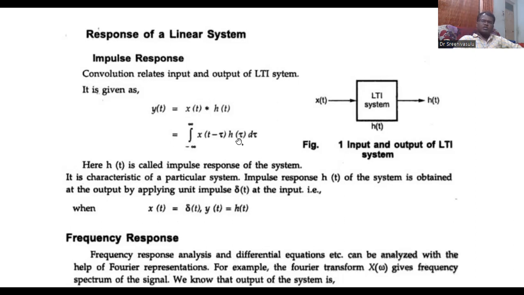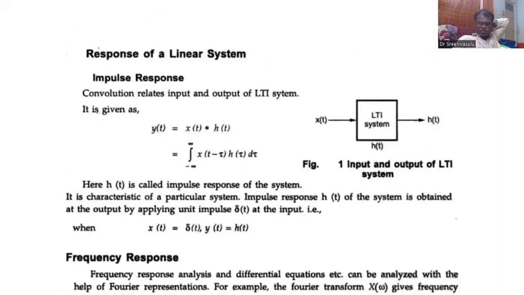Then if we substitute delta of t minus tau instead of x of t minus tau, within this entire interval of minus infinity to plus infinity of tau, this delta function exists only at t equal to tau. So t is equal to tau, h of tau is going to become h of t, and delta of 0 is 1. So whenever the input for an LTI system is delta of t, the output is the impulse response. So y of t is equal to h of t. So this is the importance of impulse response.